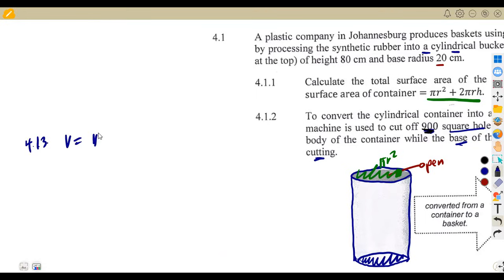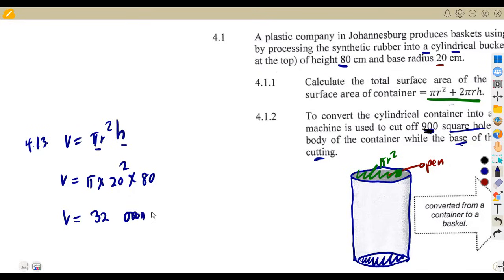Given on your formula sheet as pi r squared h, which is base area times height. So your volume is going to be the base area, which is pi times the radius squared, as it is 20 squared, times the height of 80 centimeters in this case. Whether it's open or closed, the volume is not affected. So this was going to give us 32,000 pi in cubic centimeters.